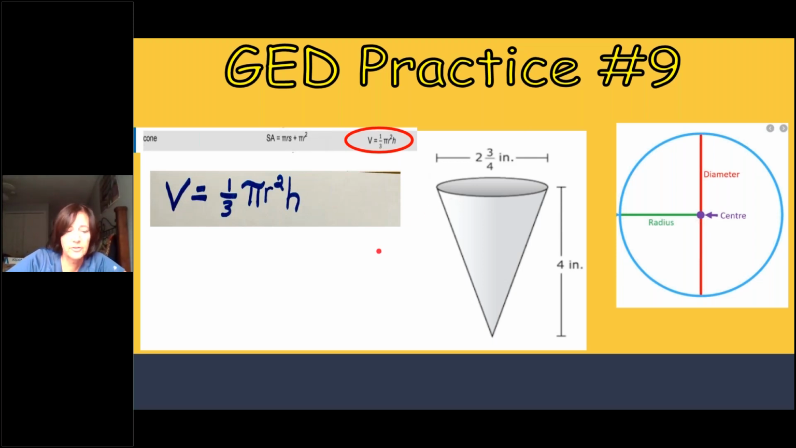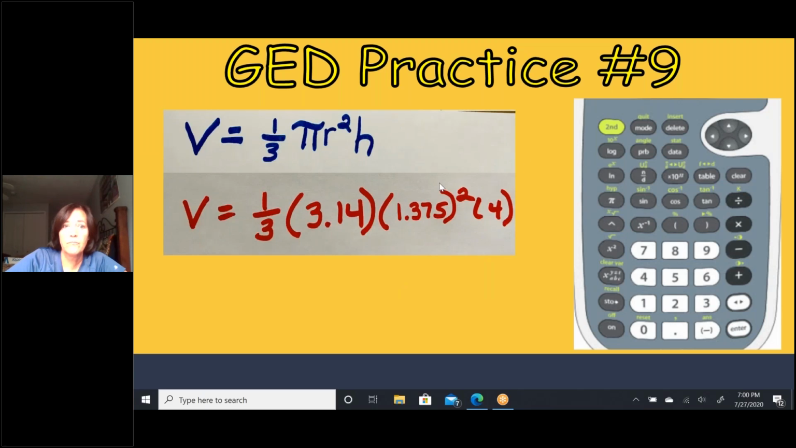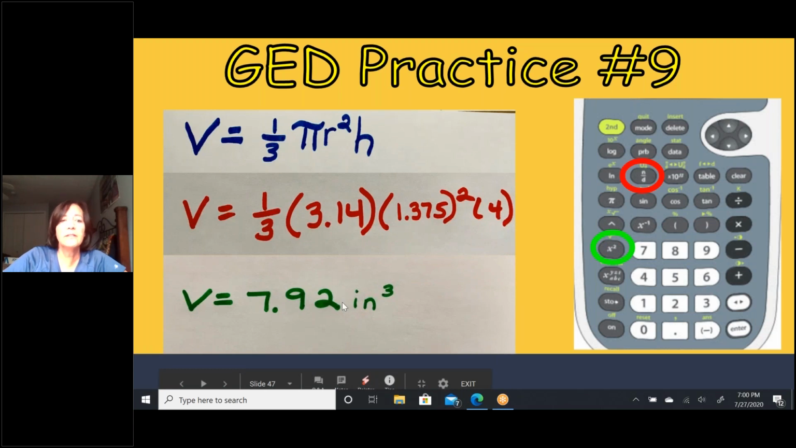Okay, so now let's start doing some substituting. 1/3 is 1/3. Pi, I'm putting in 3.14. My radius, I turned it into a decimal, 1.375, squared it, and my height was 4. I can type all of that into my calculator. The special buttons you're going to need, this is the one you actually get with the GED, are the fraction button for 1/3. You're going to need the squared button to square 1.375. You're also going to need the parentheses. And your answer is volume equals 7.92 inches cubed.